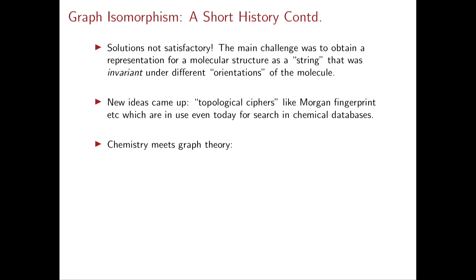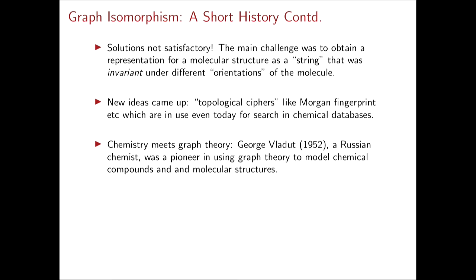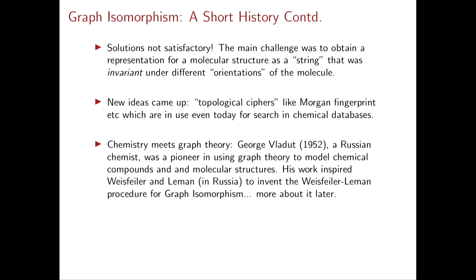And finally, chemistry met graph theory. A Russian chemist by the name of Vladut was a pioneer in using graph theory to model chemical compounds and study molecular structures. Basically, structural formulas were already graphs, so it was conceived of even earlier, but he was the one who first started thinking of representing molecules as graphs. And his work inspired these two people who are kind of important in our story, Weisfeiler and Lehmann, to invent what we will call the Weisfeiler-Lehmann procedure for graph isomorphism. This was sometime in the 1960s.